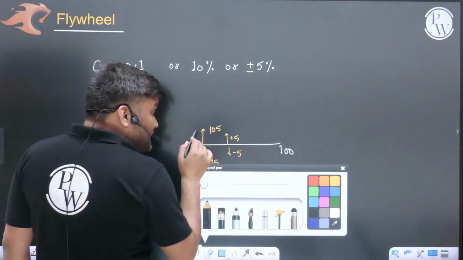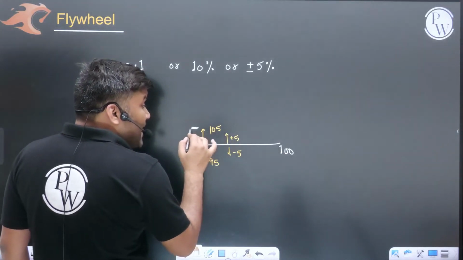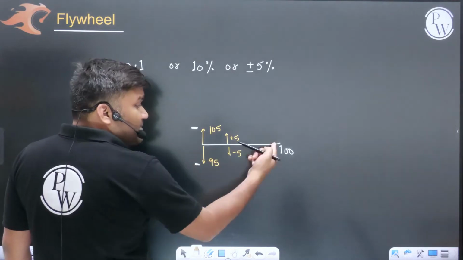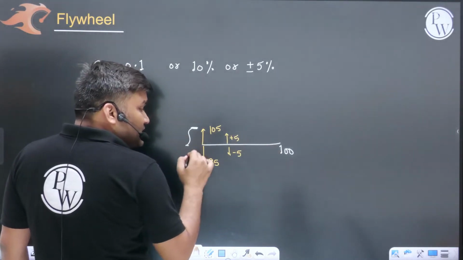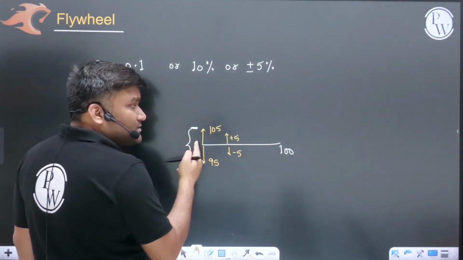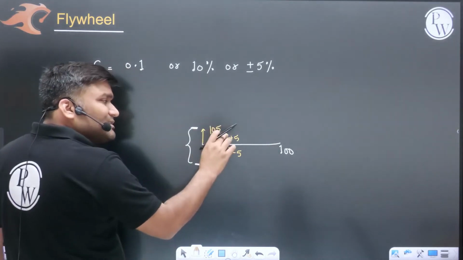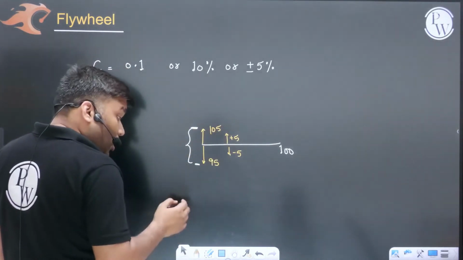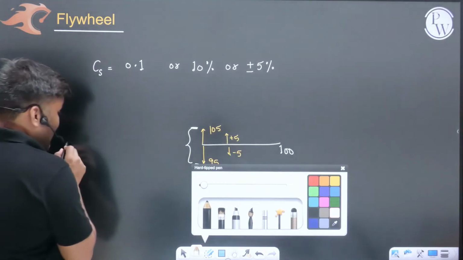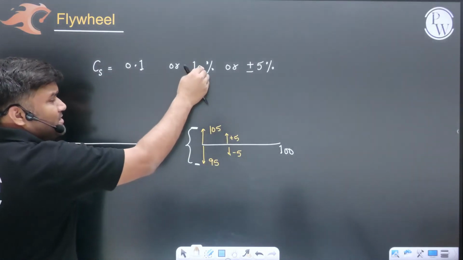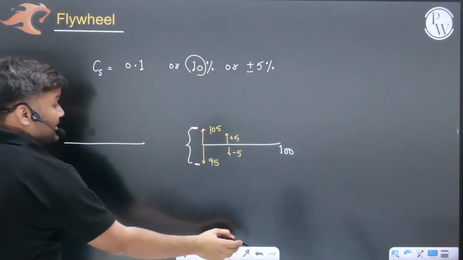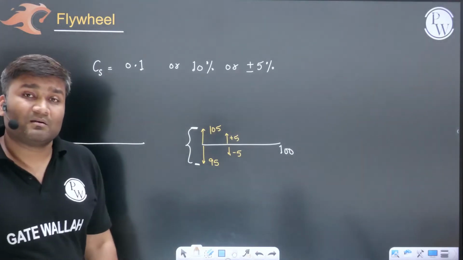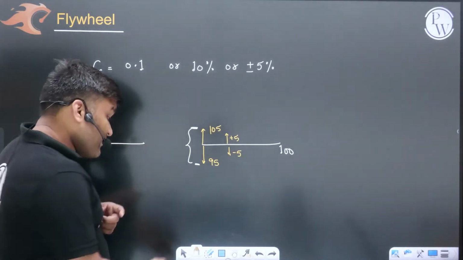And how much is the fluctuation, beta? From this value, maximum speed and minimum speed. This is the mean speed, beta. This is the fluctuation. Either they will say that this is plus minus 5%, or sometimes they may say that about this 100%, 10% fluctuation is there. 10% means 10%. That's it. The value of this fluctuation they have given is 10%.